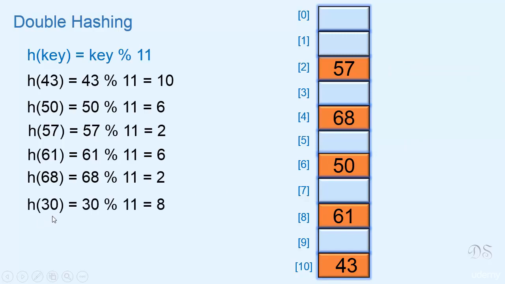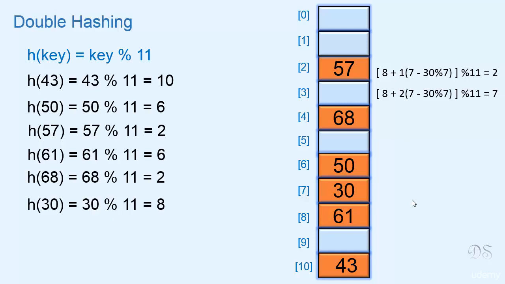Now we have to insert this key 30. It is mapped to location 8, which is already occupied. So we calculate the next probe location. It comes out to be 2. But location 2 is also occupied. So we calculate the next location, and this time the value of i is 2. Now this next location comes out to be 7. This location 7 is empty. So we insert this key 30 at location 7. So this is how we insert the keys.